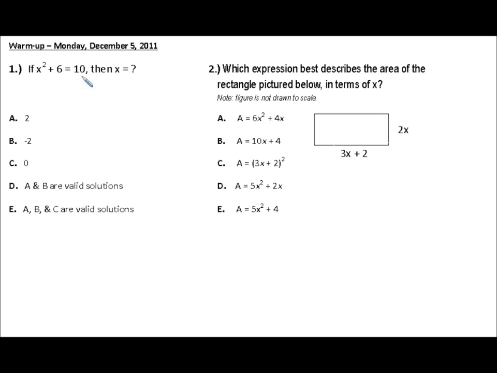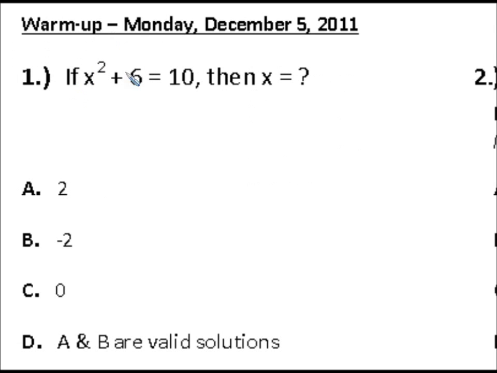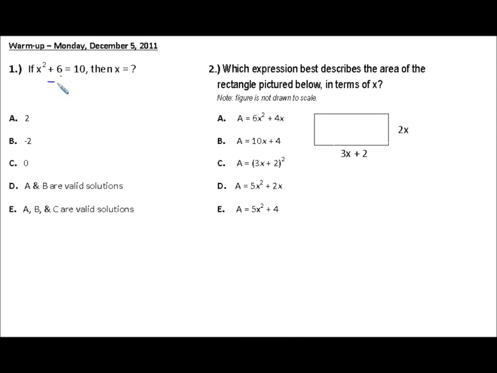Number 1, it says if x squared plus 6 equals 10, then x equals what? You'll notice this is a quadratic equation because it has x squared as the highest power. However, it's not a complicated one to solve since we don't have a linear term. All we have is a bunch of numbers and an x squared. So our goal is then to isolate the x squared so that we can solve it by simply taking the square root. 6 is being added, so let's cancel that out, both sides.